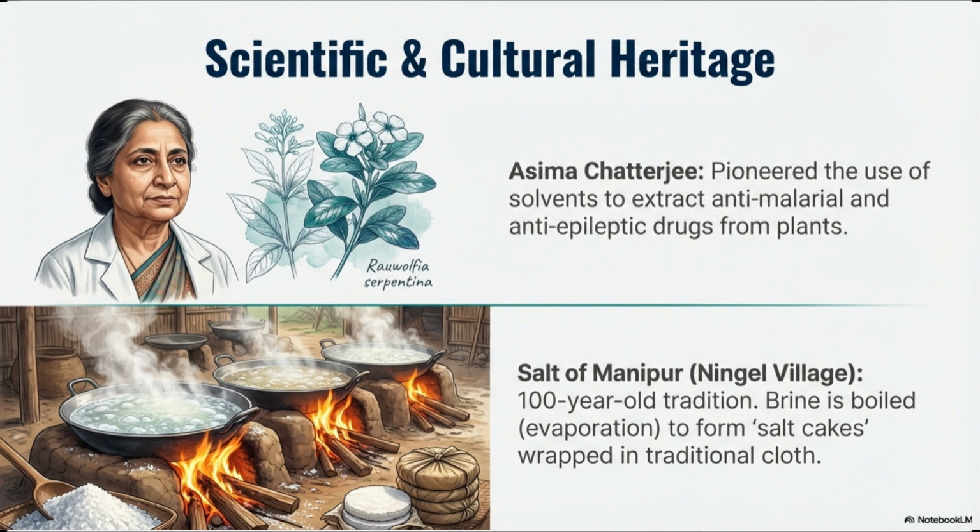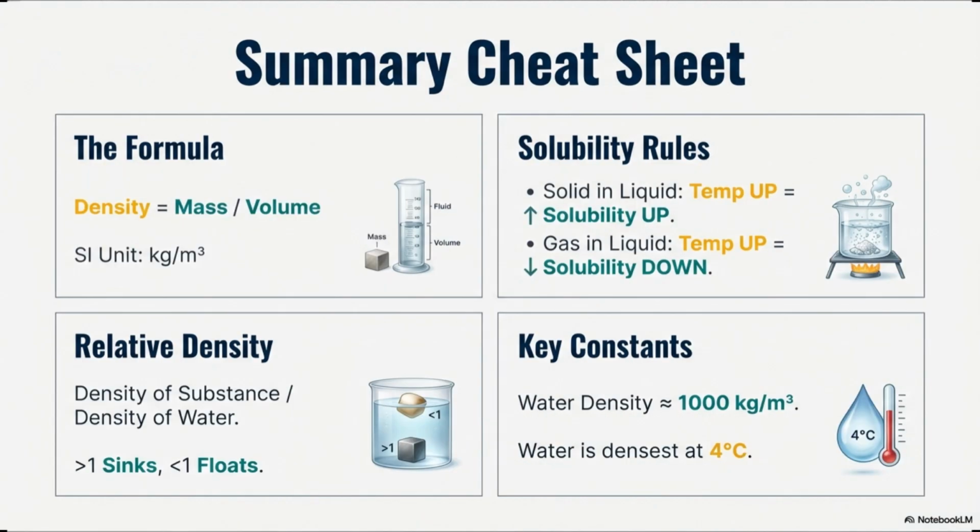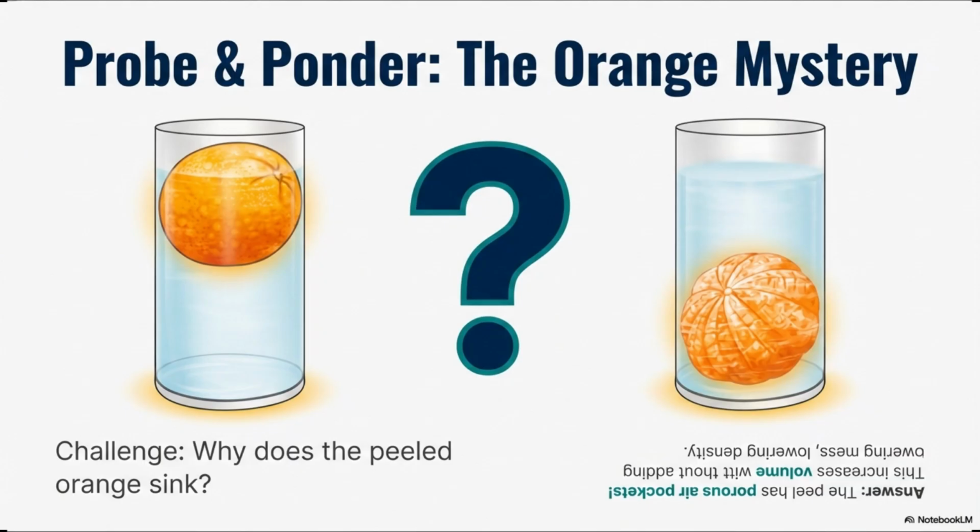Wow, we have covered a lot of ground, from mixtures all the way to density. So to wrap everything up, I want to leave you with one last little puzzle to solve using everything you've just learned. So take a look at this. A whole orange with the peel on, it floats. But if you take that peel off, the orange sinks straight to the bottom. Why on earth does that happen?